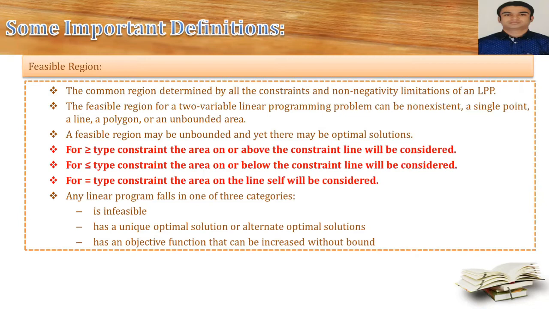Now, a linear programming problem falls into various categories. First one is an infeasible solution; it has a unique optimum solution or alternate optimal solution, or has an objective function that can be increased without bound, meaning an unbounded solution. Every type of solution is possible for a linear programming problem: infeasible solution, unique optimum solution, alternative optimum solution, or unbounded solution.